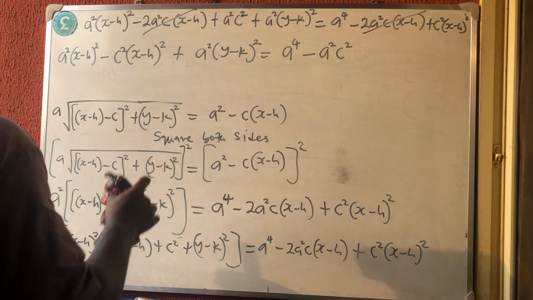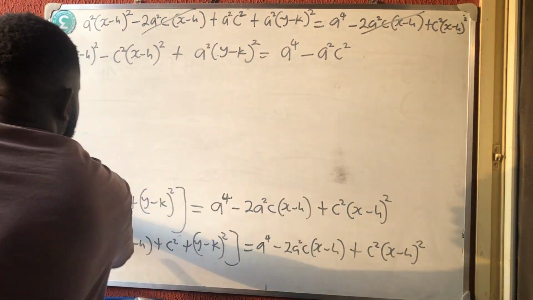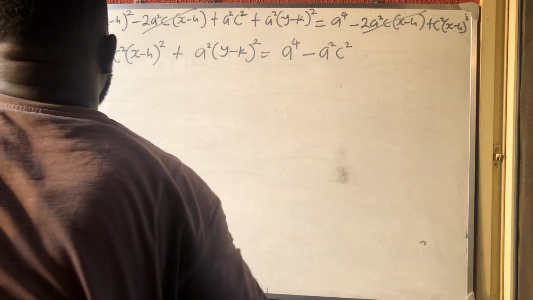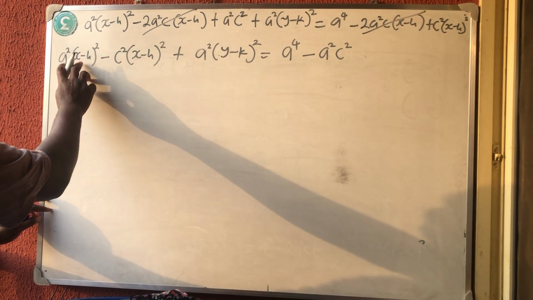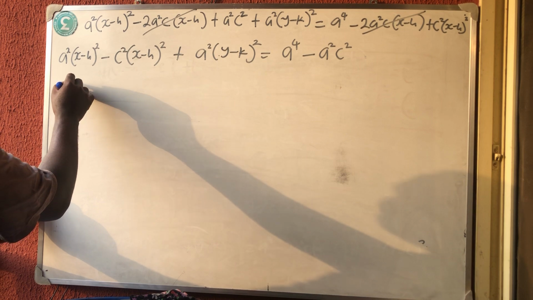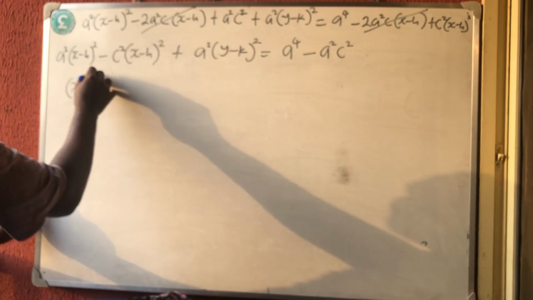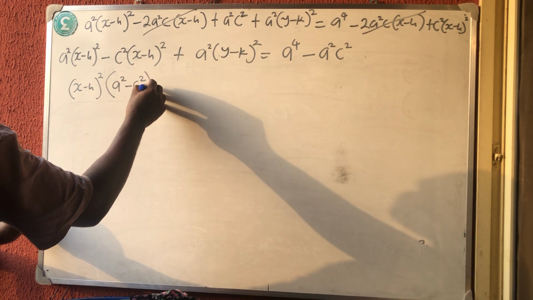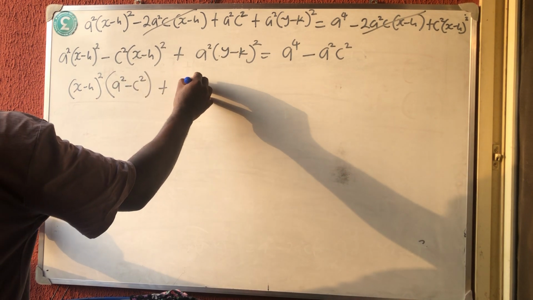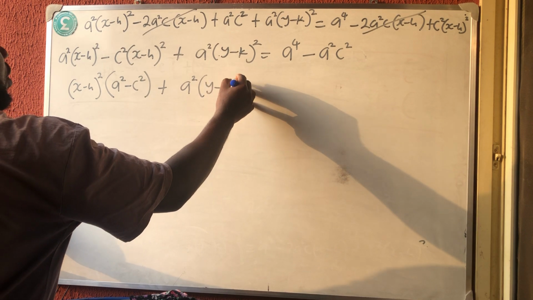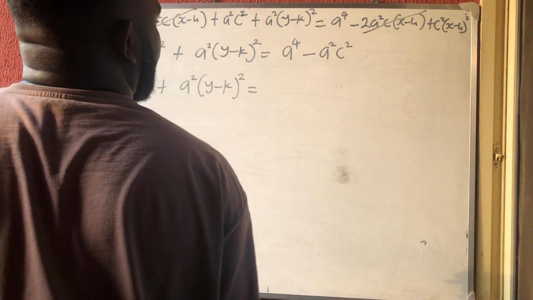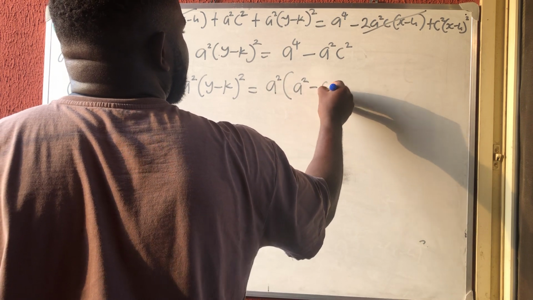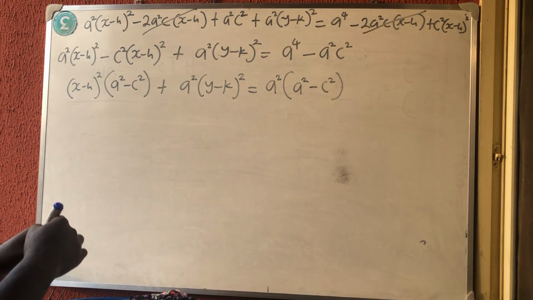Now let us factorize. There is something that can factor out. If you look at this place, you see that they have (x minus h) all squared in common. So if you bring out that (x minus h) all squared they have in common, they are left with a squared minus c squared, plus a squared bracket (y minus k) all squared, is equal to, they have a squared in common. So if you bring out a squared in common, they are left with a squared minus c squared. You see that?